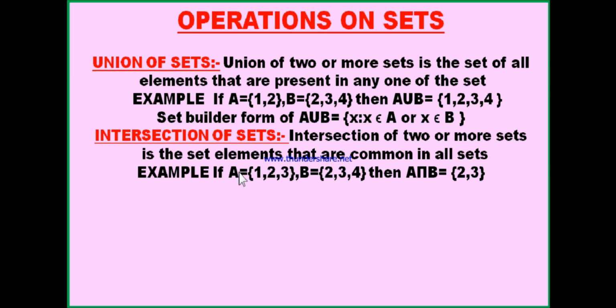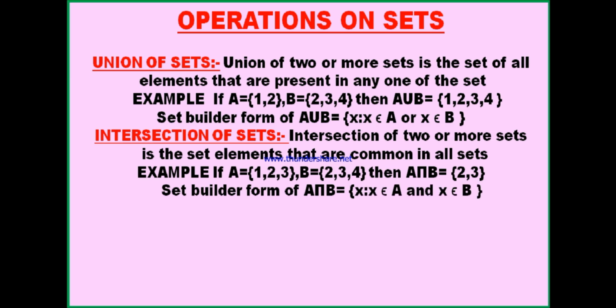The element 2 is in A and also in B. The element 3 is in A and also in B. Therefore, only the elements 2 and 3 are present in both the sets, and A intersection B is equal to set 2, 3. Students, is it clear now? Now, set builder form. The set builder form of A intersection B is X is an element in A intersection B only when X is present in A and also in B. That is X such that X belongs to A and X belongs to B, means X is common in both the sets A and B.